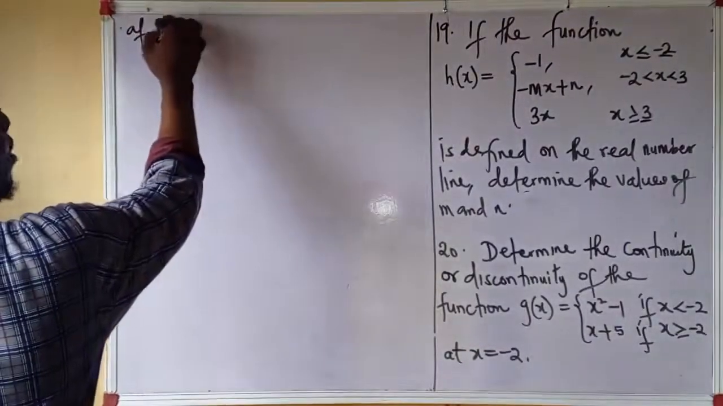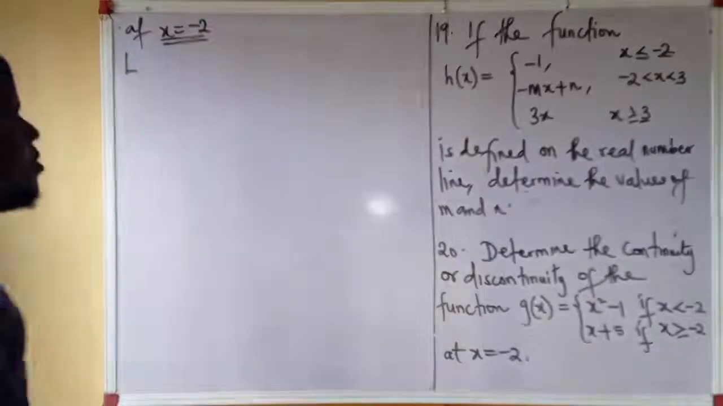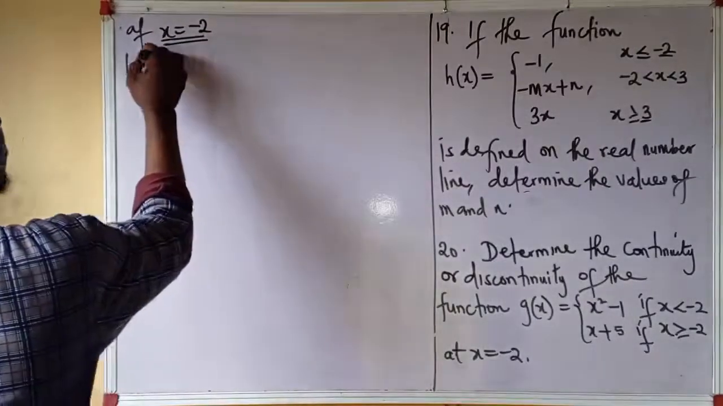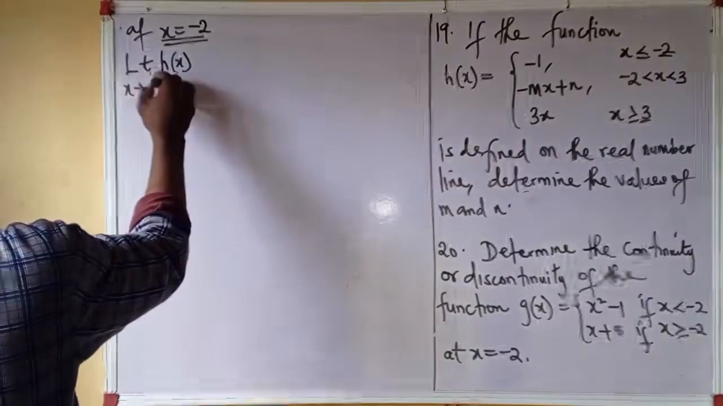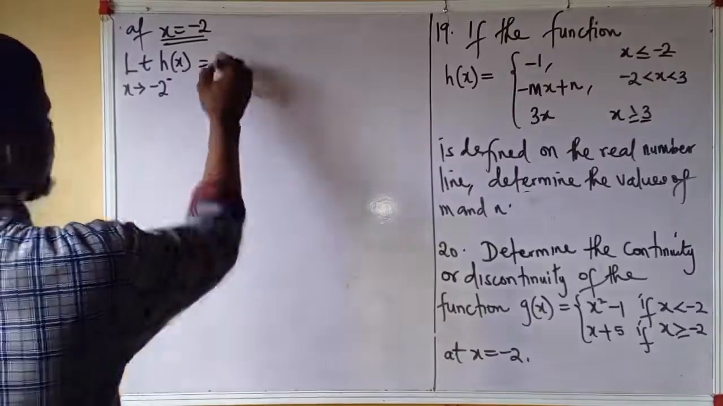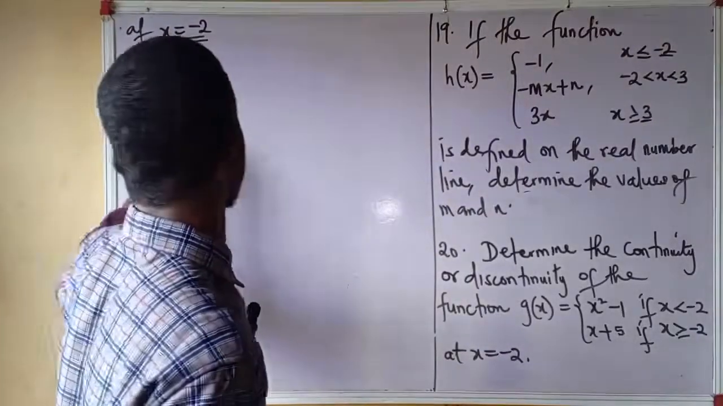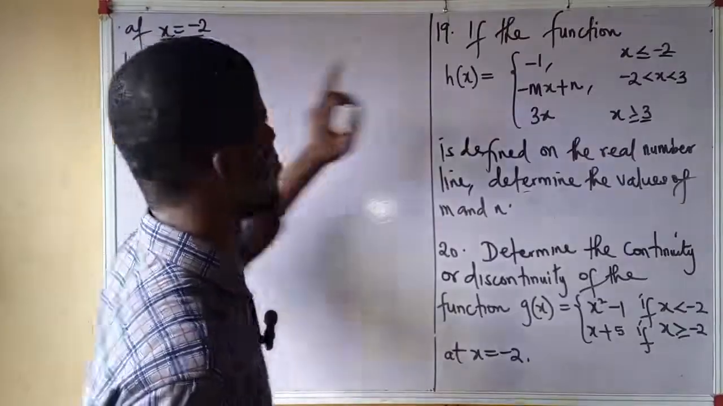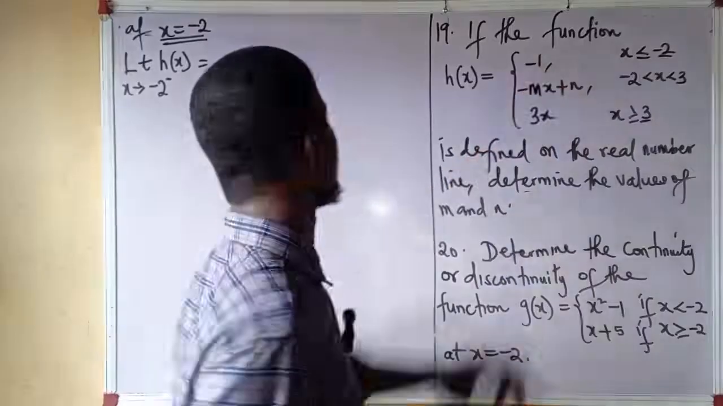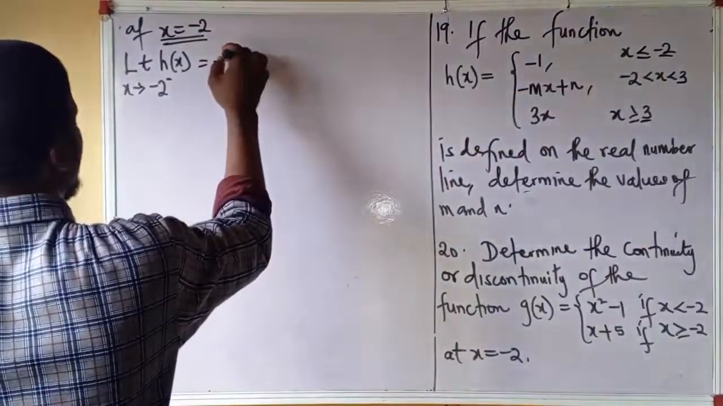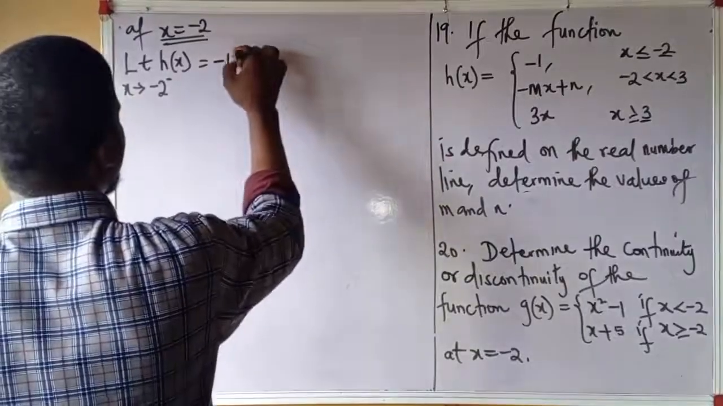Now, at x equal to minus 2, let's start with this. What is the left hand limit? Limit of h of x as x goes to minus 2 from the left will be equal to, we are dealing with left hand limit now. So where is x less than minus 2? This is it. So this is the answer for the left hand limit as x approaches minus 2.